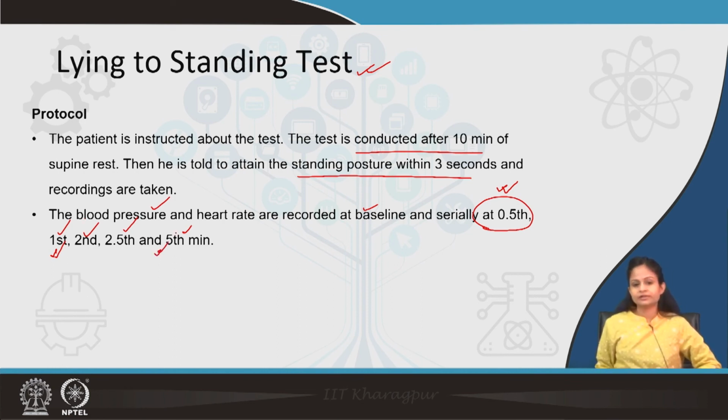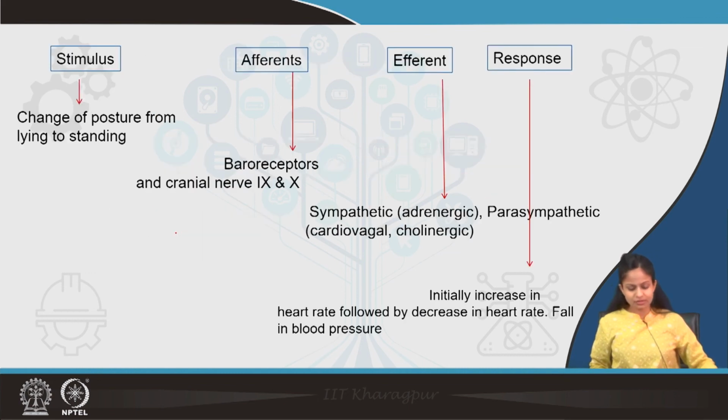That means before the test, during the test, and post-recovery, you are taking the recordings. Now, why are 0.5 and 1 minute important? Because you are recording the blood pressure already when the person is getting up, and the baroreceptors in our body act very fast, within seconds. So, if you could not record at that time, you will surely miss the diagnosis.